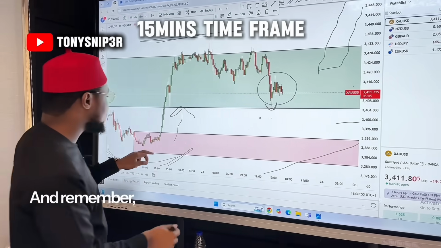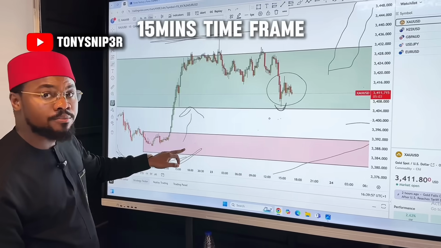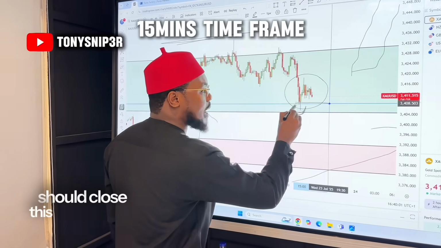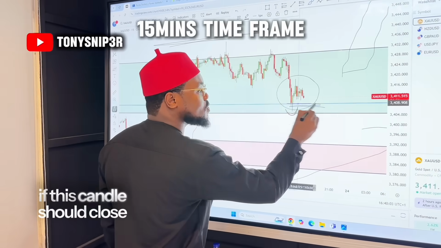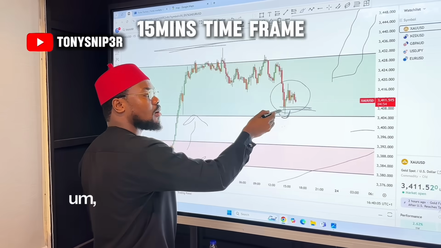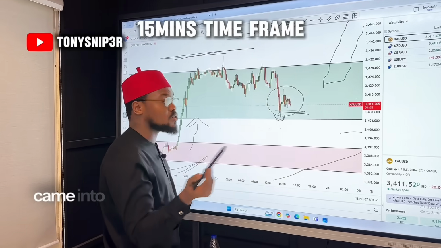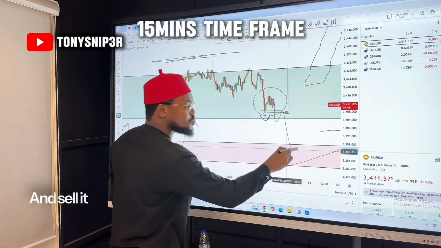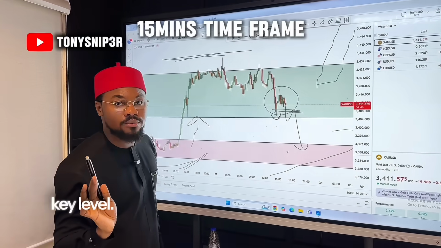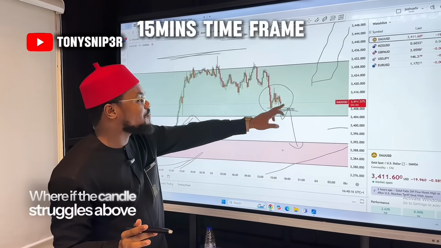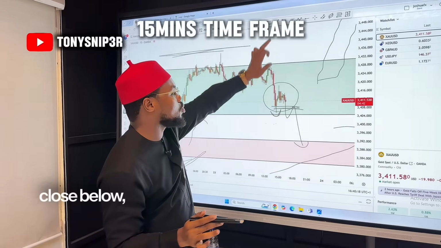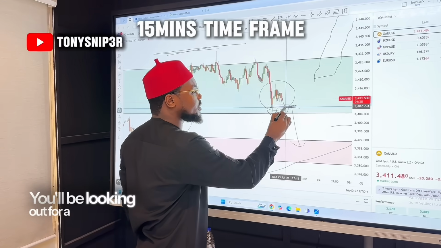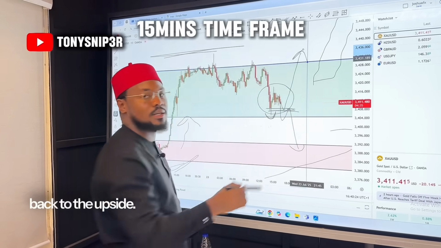And remember, this is our 1 hour key level. Remember, this is our 1 hour candle, meaning if this candle should close below where enough momentum came into the market like this, you want to look for sell here and sell it where? Back to the 1 hour key level. But if the candle struggles above this level here and refuses to close below, what will you be looking out for? You'll be looking out for a retracement back to the upside.